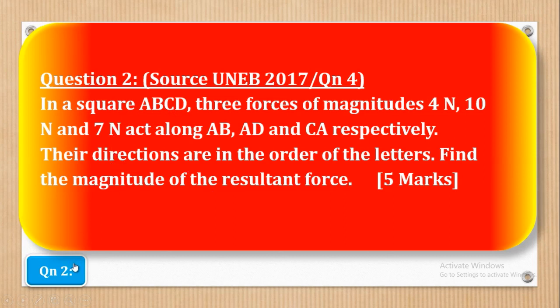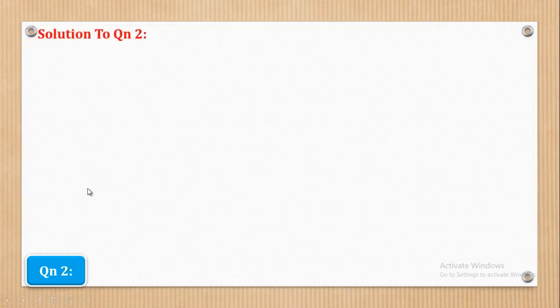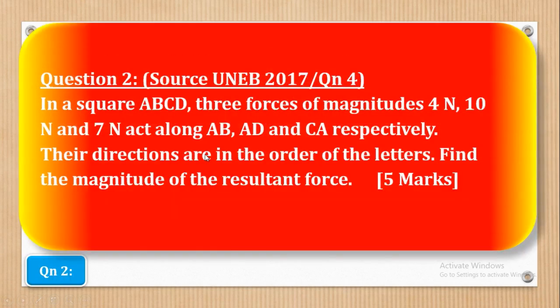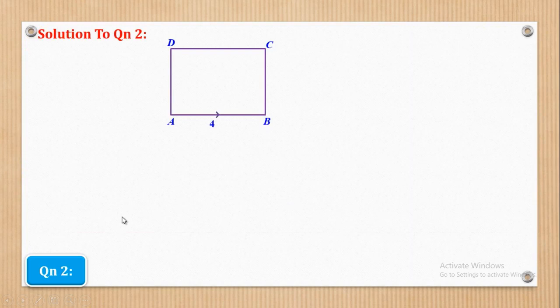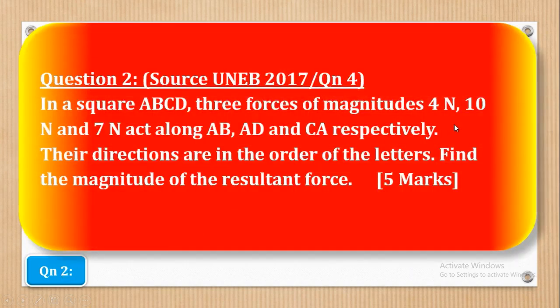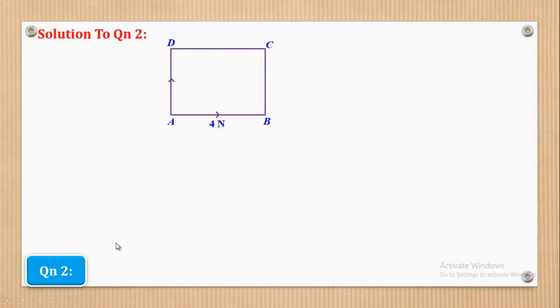So we are going to first make a sketch of a square ABCD. So that is the square ABCD. Now next is to put the forces which were given. Remember they told us the direction of the forces are in the order of the letters. So that means that 4 newtons corresponds to the AB. So we shall come at AB and put there the 4 newtons. Next is 10 newtons. 10 newtons corresponds to AD. So we shall come at AD and put there the 10 newtons.